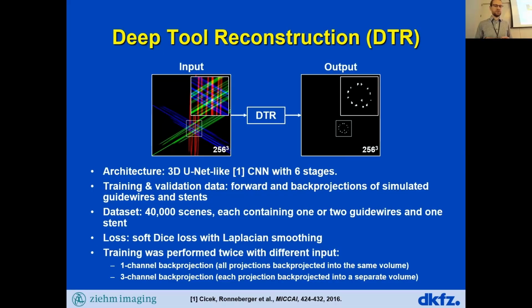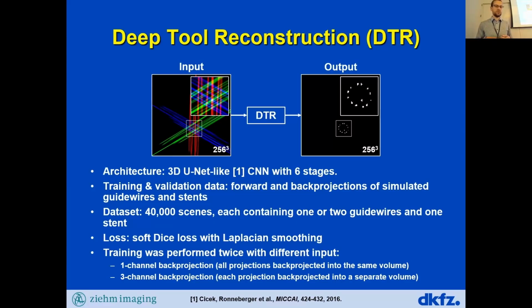As an architecture, we used a 3D U-Net-like CNN with 6 resolution stages. Training and validation data were generated or simulated by forward and back projecting simulated guide wires and stents. In total, we generated 40,000 scenes, where each scene consisted of 1 or 2 guide wires and 1 stent.